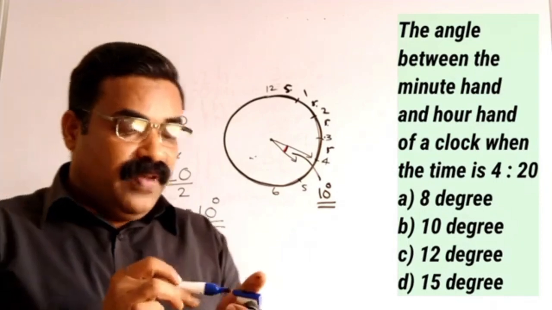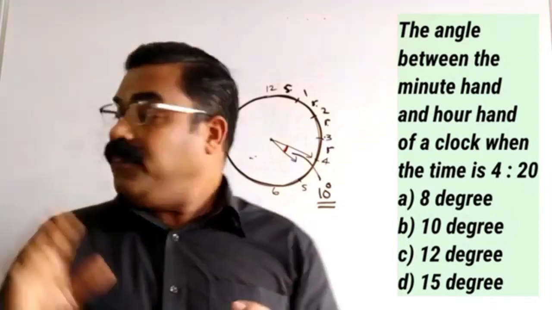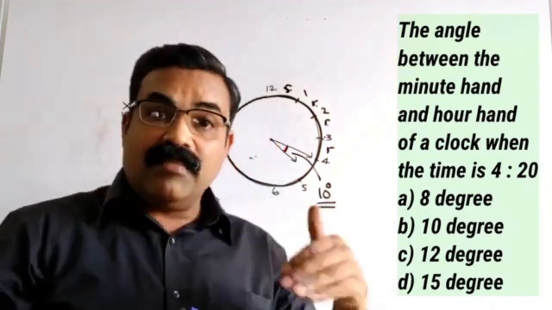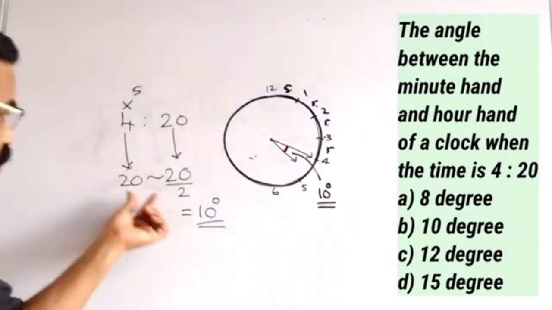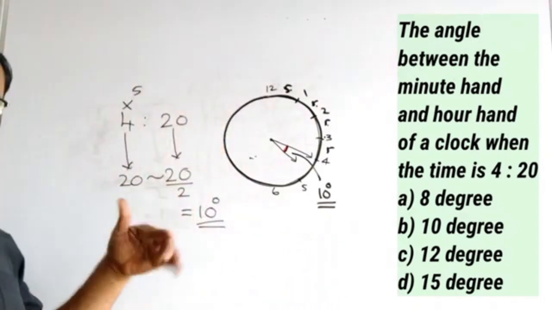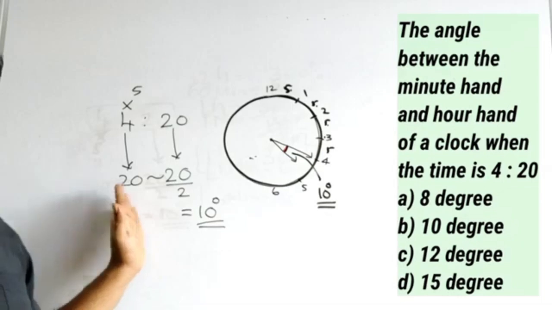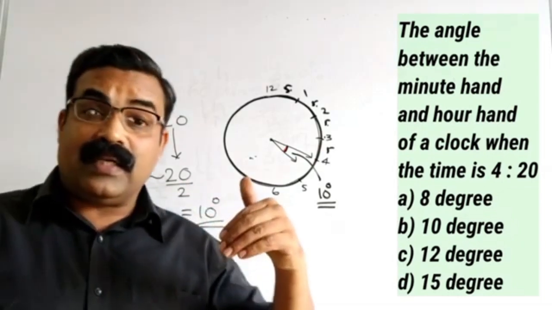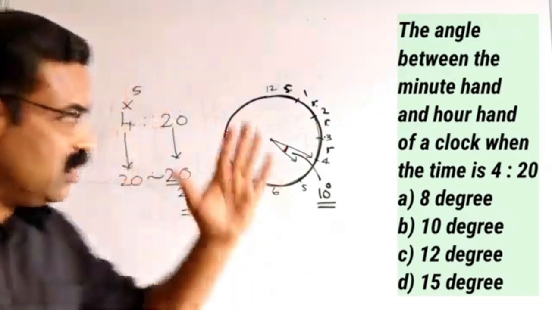Okay. Now in every question, you will not get a number like this. There will be some difference between the minutes. Here we have 20 and 20, the same number, but there will be some questions where you will have different numbers. So what will happen? We'll go to the second type of questions. So kindly note it.